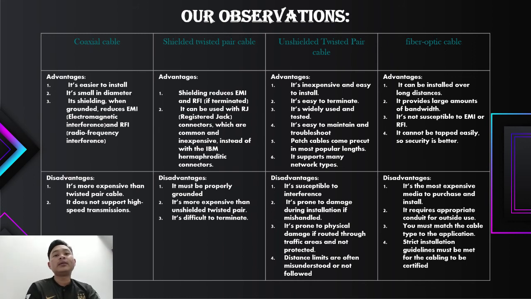Disadvantages. First, it is the most expensive media to purchase and install. They have to be installed by specialists. They are not as robust as wires. Special test requirements are often required to obtain fiber certification. Second, it requires approved conduit for outside use. Third, you must match the cable types to the application. Last, strict installation guidelines must be met for the cabling to work and be certified.